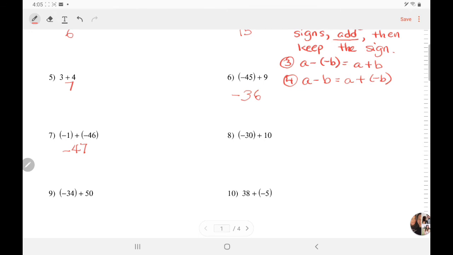In number 8, the signs are opposite. We will use rule number 1, where we subtract. 30 minus 10 is 20, and take the sign of the stronger number. 30 is stronger, so it's negative.